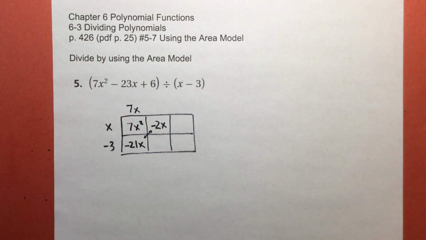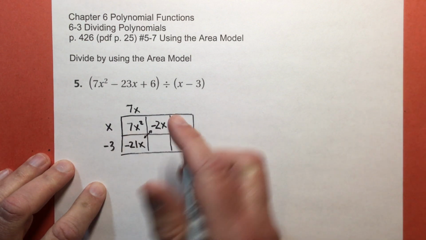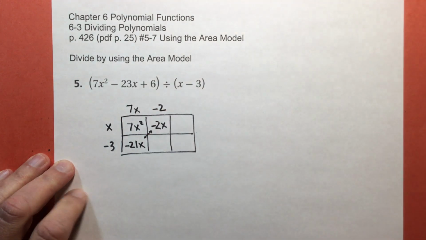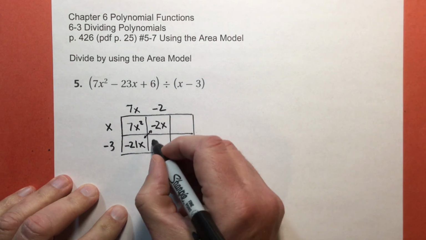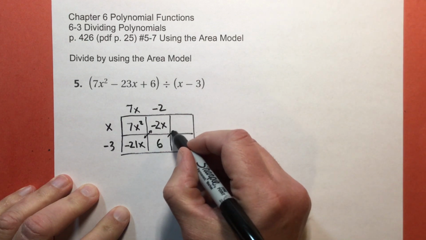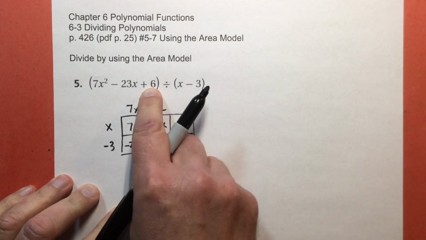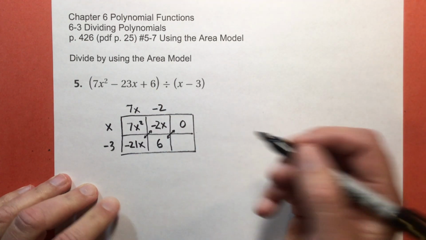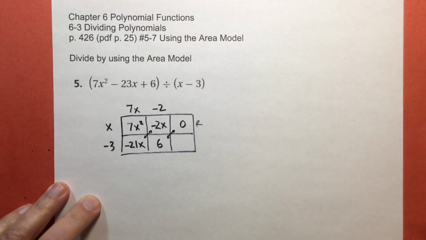So now I'm just filling in the box with what it has to be. What do I multiply by x that equals negative 2x? That's negative 2. And of course, again, just filling in the box, negative 3 times negative 2 is positive 6. And check this out. What do I add to 6, positive 6, that equals 6? 0, which is my remainder. So I didn't get a remainder for this one.